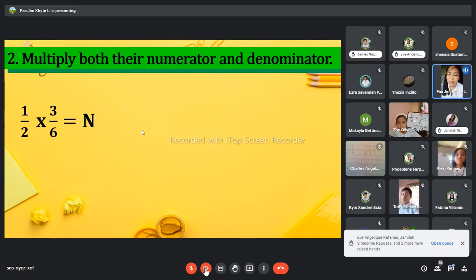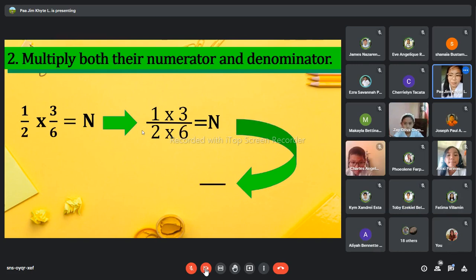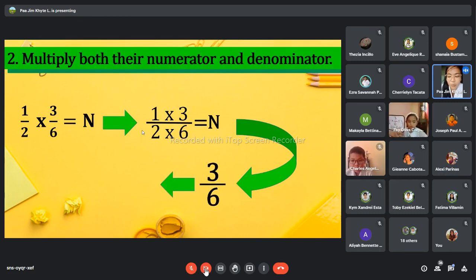So our equation is 1/2 multiplied by 3/6 is equal to n. So 1 times 3 over 2 times 6 is equal to n. So 1 times 3 is equal to 3. 2 times 6 is equal to, it should be 12, I'm sorry. 12, ma'am. Yeah, I'm sorry, it should be 12. So 3 over 12, or 1/4.